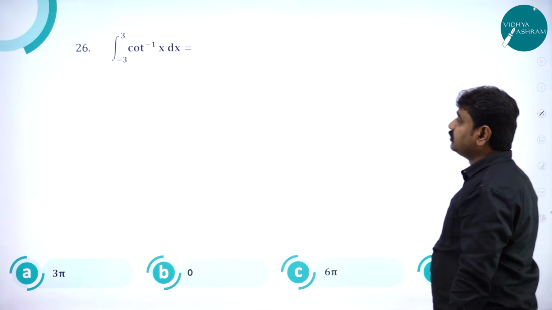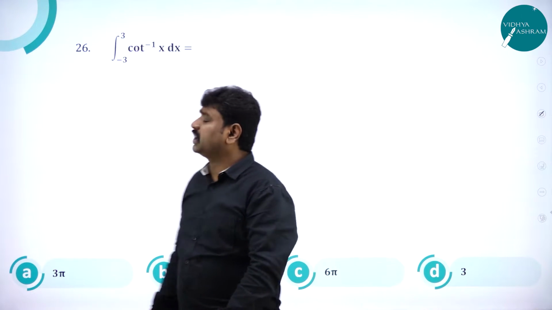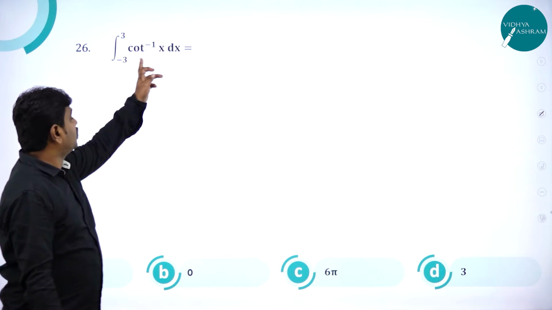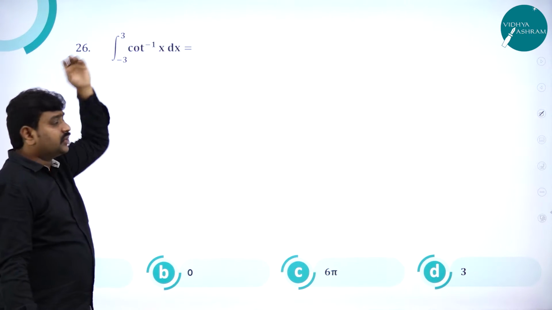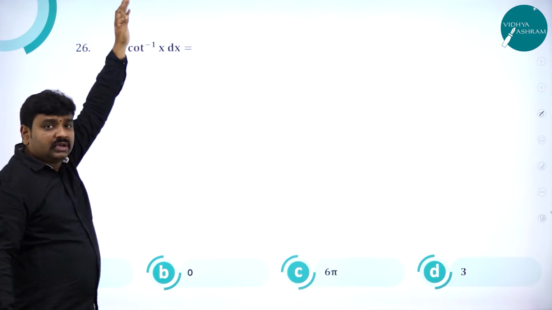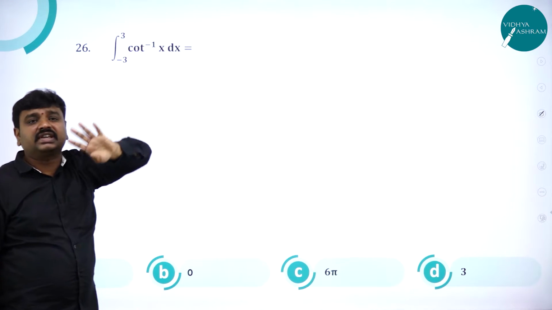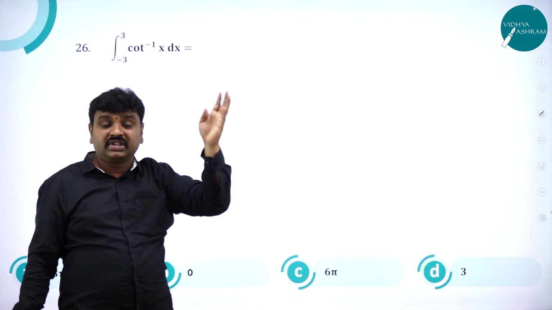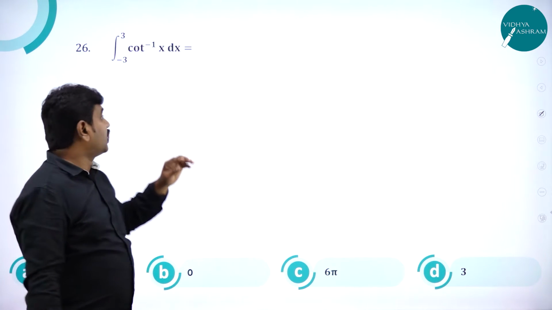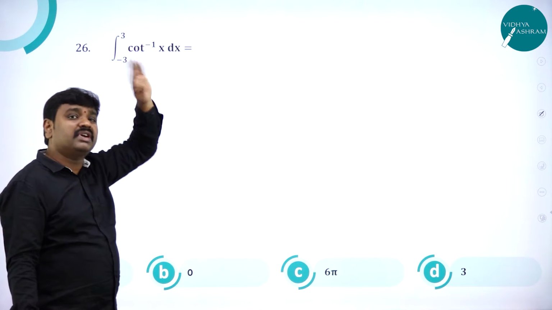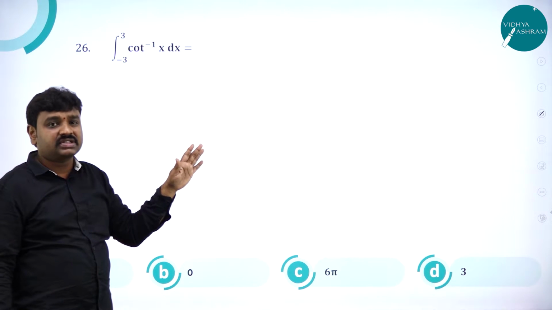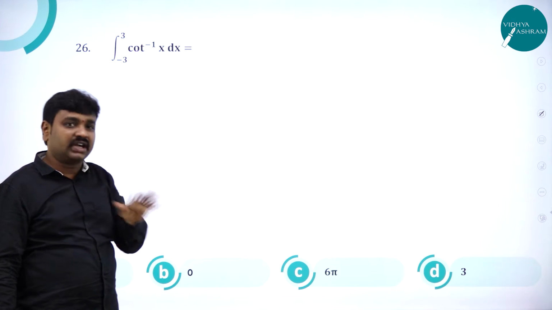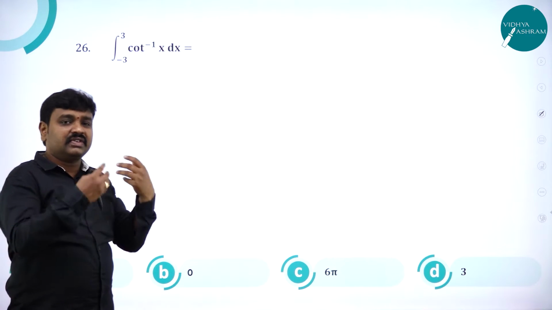Then, the integral from minus 3 to 3 of cot inverse x dx, a definite integral, is given. You can see minus A to A. Whenever you see minus A to A, the first thing to check is whether the function is even or odd. Cot inverse of minus x is pi minus cot inverse x. Cot inverse of minus x is not minus cot inverse x, and it is not cot inverse x either. So it is neither even nor odd.